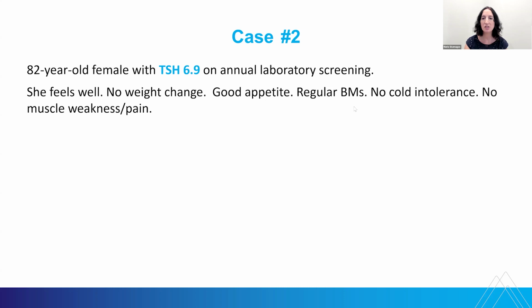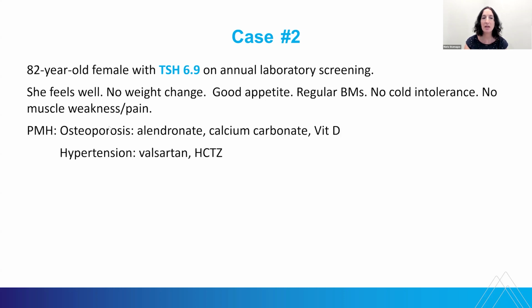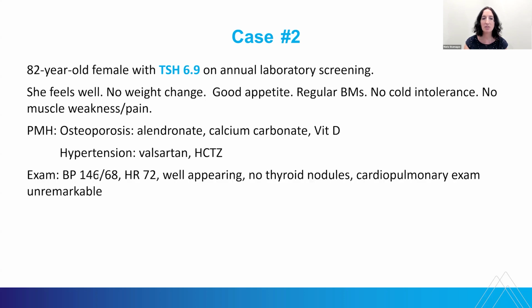She has no change in her weight. She's eating well, regular bowel movements, no cold intolerance, no muscle weakness or pain. She has osteoporosis and she takes alendronate, calcium, vitamin D, and for high blood pressure, she's taking valsartan and hydrochlorothiazide. So on exam, she has an elevated blood pressure, a heart rate of 72. She's well appearing, normal thyroid, pulmonary, and cardiac exam. You repeat her TSH a month later and you find it to be, again, slightly elevated at 7.1, and her free T4 is normal at 1.